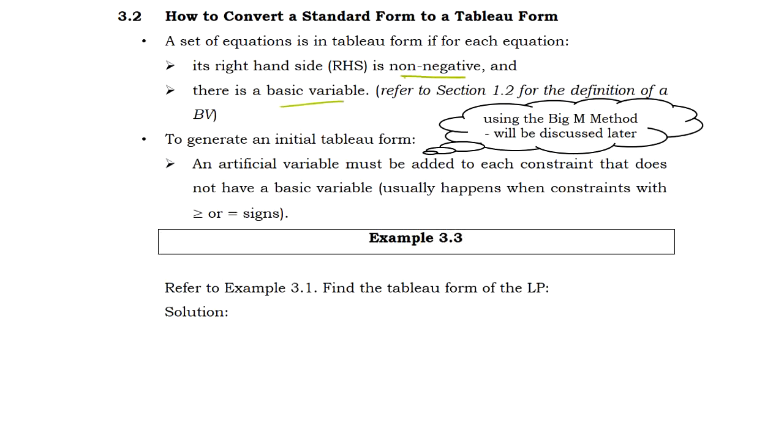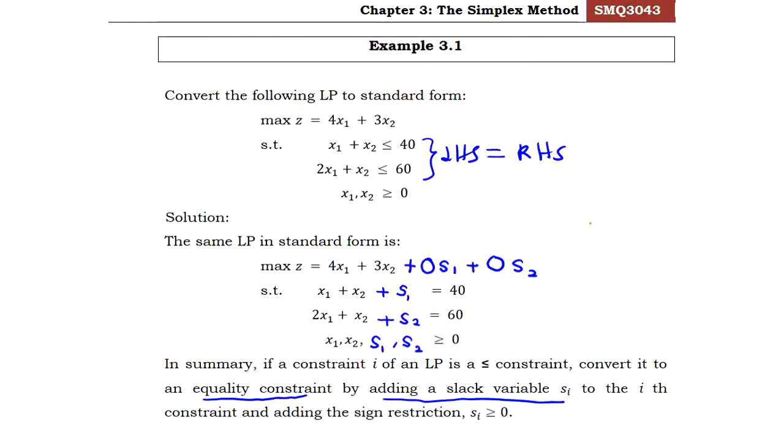Okay, let's look at example 3.3. Refer to example 3.1. Find the Tableau form of the LP. So we have obtained a standard form for this LP in example 3.1. So for example 3.3, we need to convert this standard form to a Tableau form. So how do we do this?